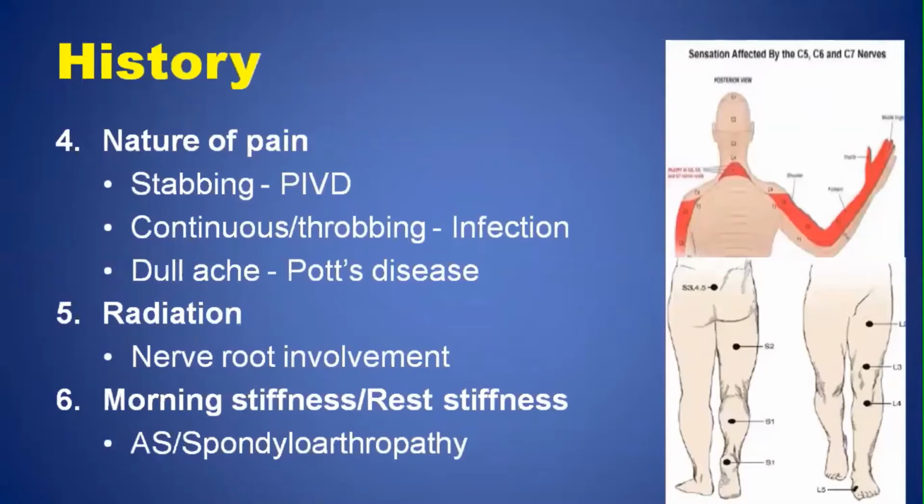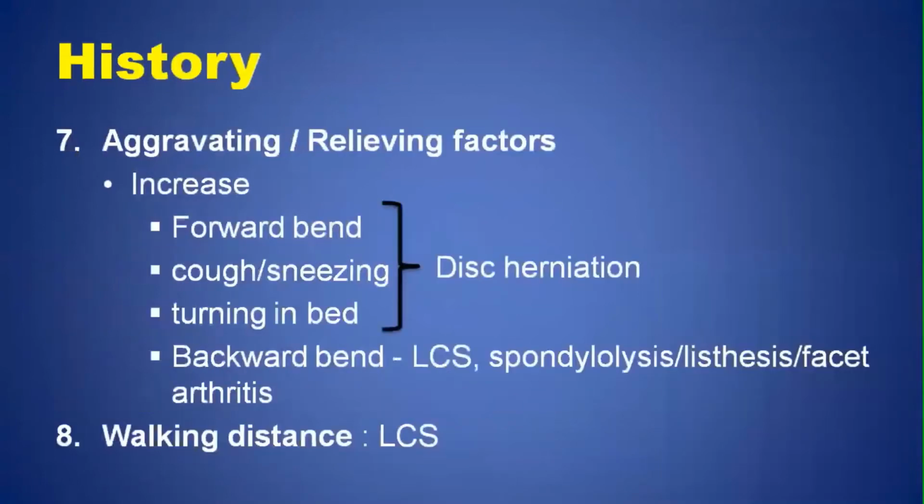Whether the pain is associated with morning stiffness and raised stiffness, like in ankylosing spondylitis and other spondyloarthropathy. It is important to elicit the pain aggravating and relieving factors. The pain associated with disc herniation increases with forward bending, coughing, sneezing and turning in bed, while backward bending will increase the pain of lumbar canal stenosis, facet arthritis and spondylolisthesis.